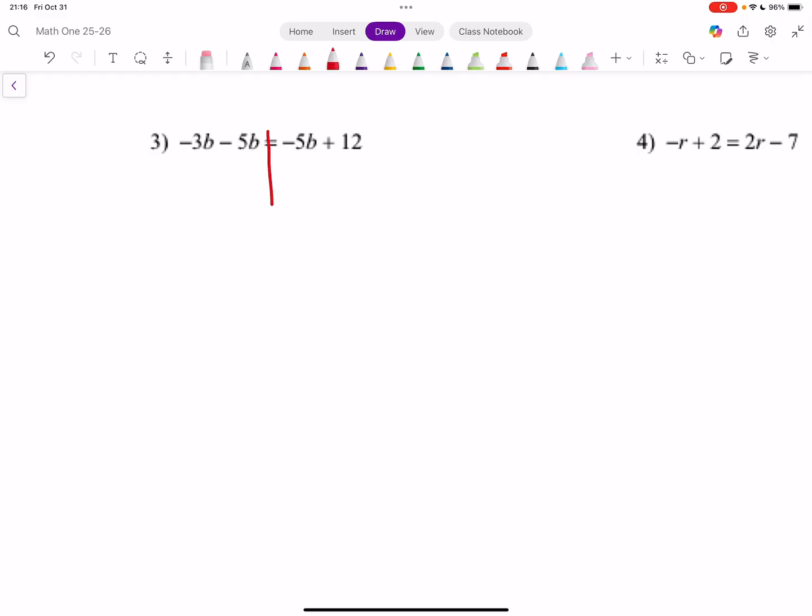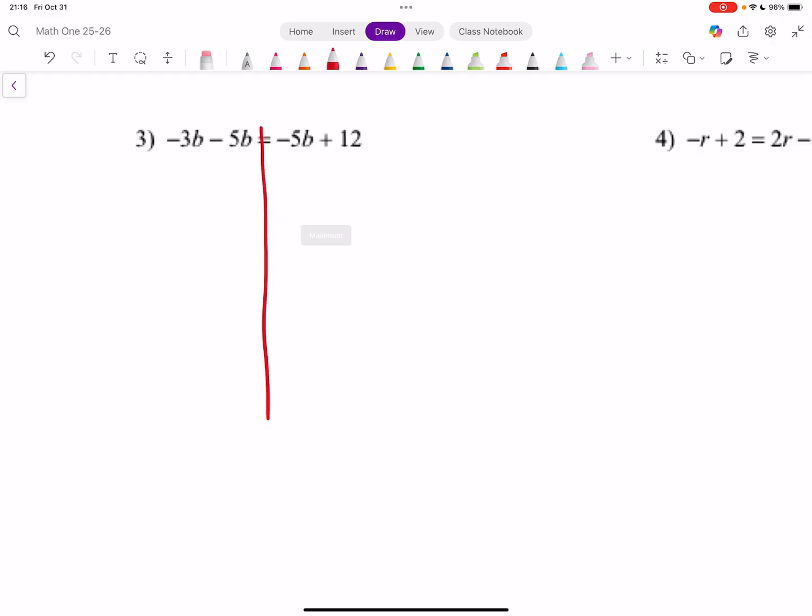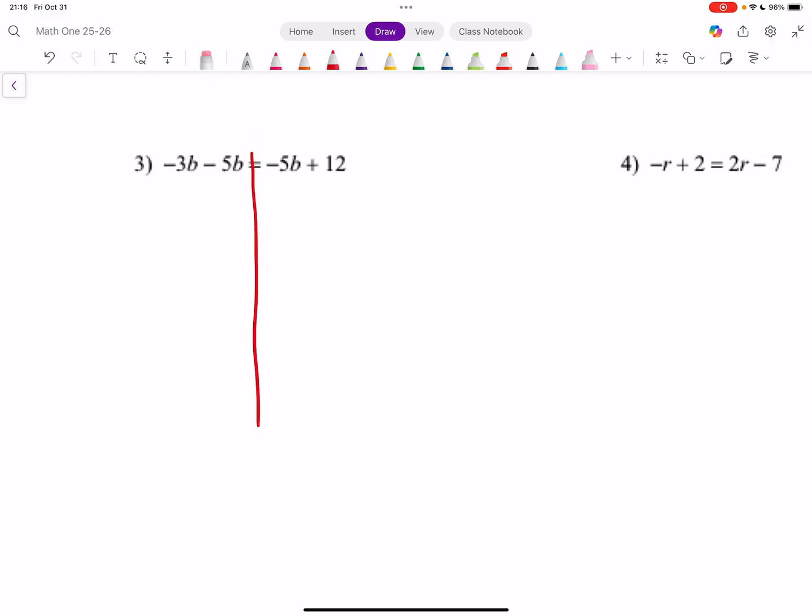This time, I have some like terms that I need to combine on the left-hand side before moving to the next step. I skipped this on number 2, but we should always be looking to see if there's anything that we have that can get combined. Notice that on the right-hand side, the b term and the number are not going to get combined because they're not alike. But on the left-hand side, these are most definitely going to get combined together because they both contain b's with an exponent of 1.